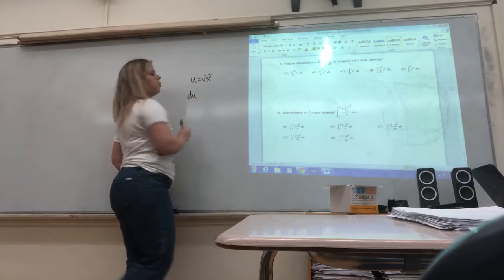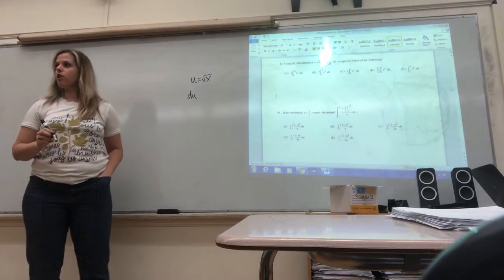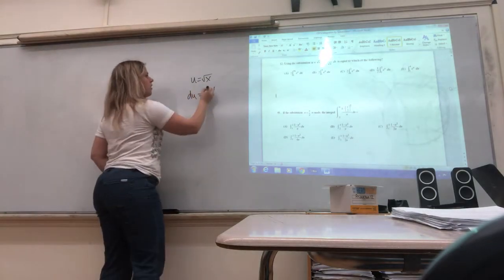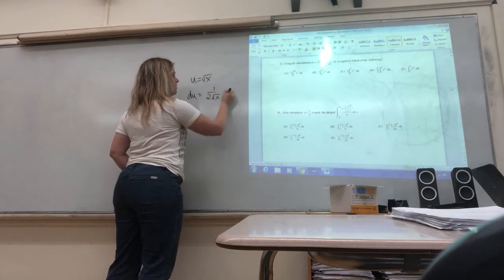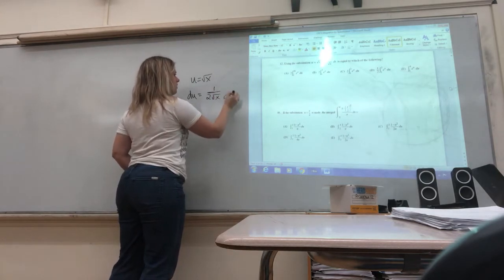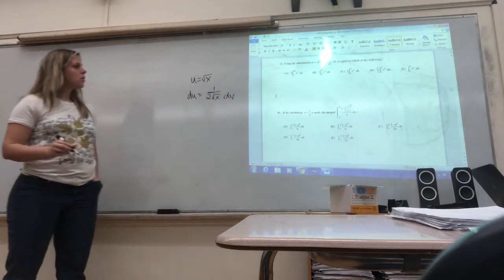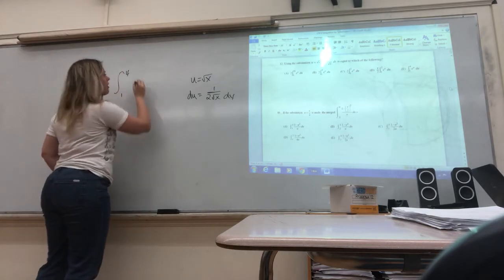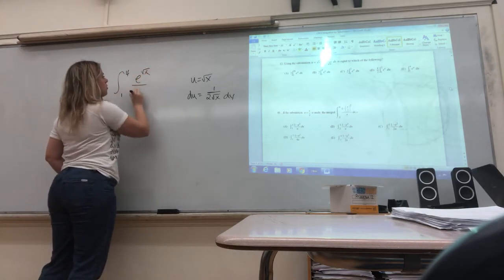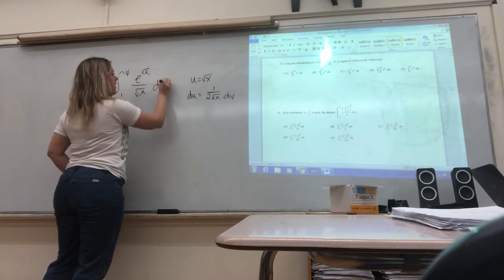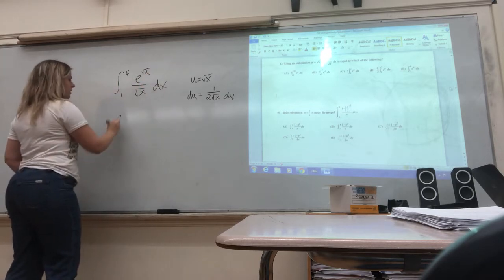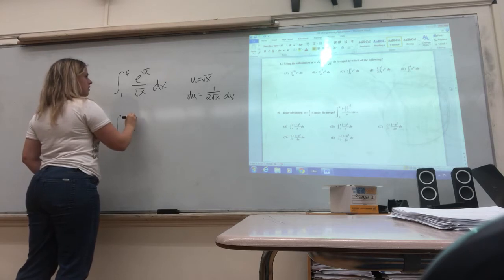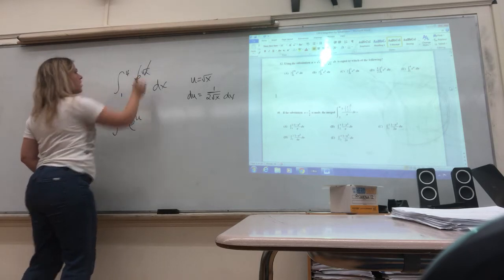Okay, du. I'm not gonna go through rewriting it. It's 1 over 2 root x dx. So now I have to rewrite, I have 1 to the 4th, e to the root x over root x dx, okay? So I'm going to rewrite this as e to the u. Check, check. Got it?